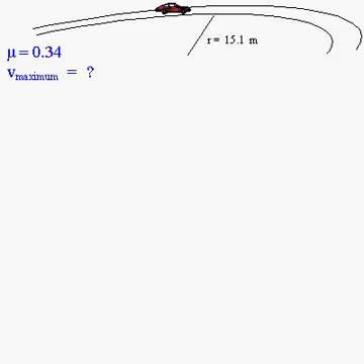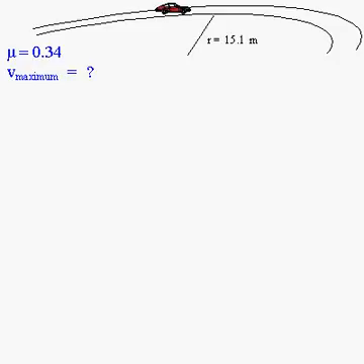The friction between the car and the road provides a centripetal force pushing inward to the center of the circle, and that allows the car to take the curve. So the maximum speed is determined by the centripetal force, which is in fact the friction. So in other words, the friction between the car and the road is what determines how fast the car can travel around the curve.